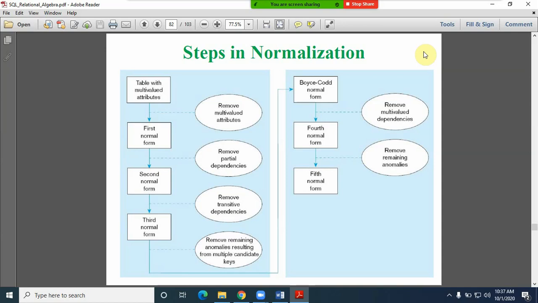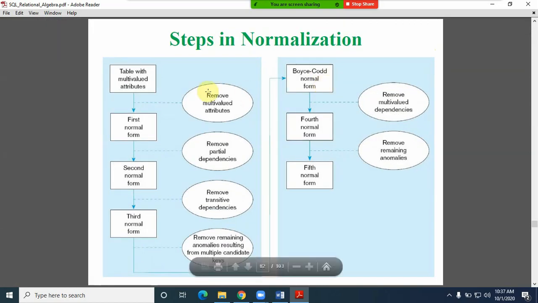The table initially may have multi-valued attributes, and by removing the multi-valued attributes, you can convert one relation into the first normal form. Multi-valued attribute means, suppose I am taking a relation, and if that relation has multiple values for the same column, then that is not in the first normal form. So while converting that table into the first normal form, you need to observe the removal of the multi-valued attributes.